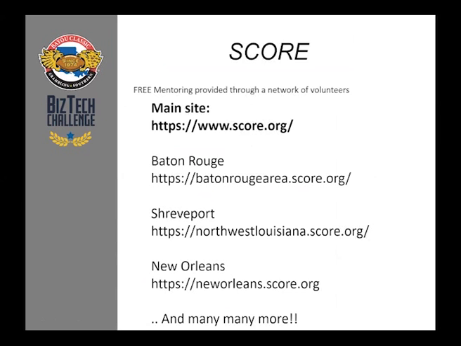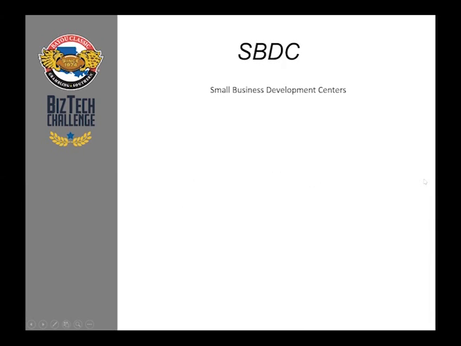There's a main site you can go to, score.org. And you can search for mentors all around the country. And you don't have to use a local mentor. You can use a mentor anywhere in the country as part of the network. But if you want to go visit somebody, you can search for the different locations. And so there's a Baton Rouge one, there's a Shreveport one, there's New Orleans, there's some that are in Texas, there's some that are in Alabama. So there are SCORE sites all around the country. And I suggest you check it out. And they've got some good resources there for you.